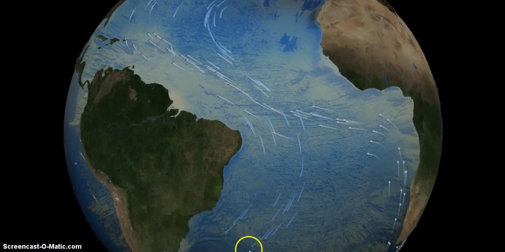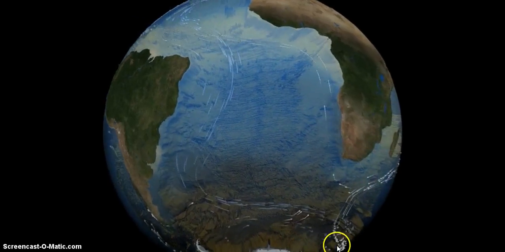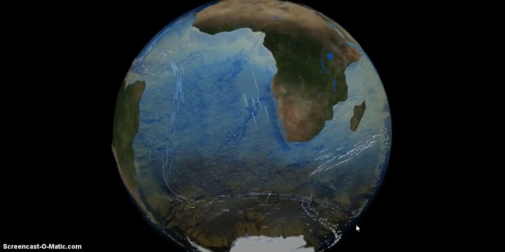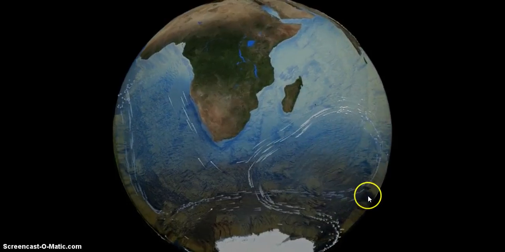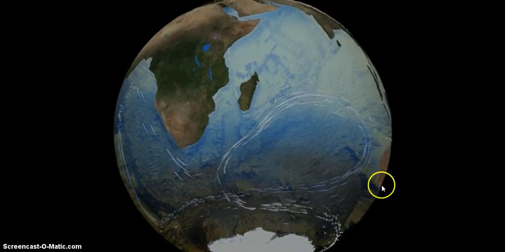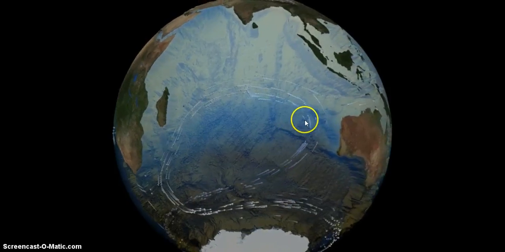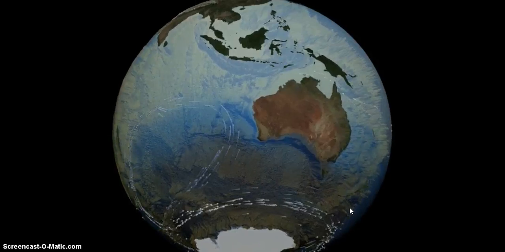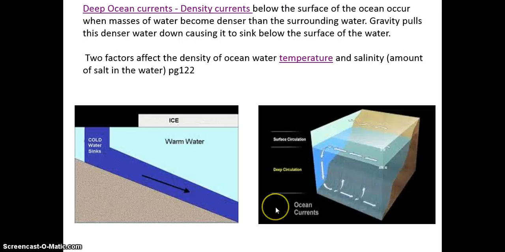And it actually goes down all the way to the poles. Past Africa, and as it comes up here, right in this area, right in here off the coast of Australia, because of the terrain, that sort of pushes it back up and it starts to resurface. Okay, this water is very cold now because it hasn't been near the surface. As I said, temperature also affects the density of water.